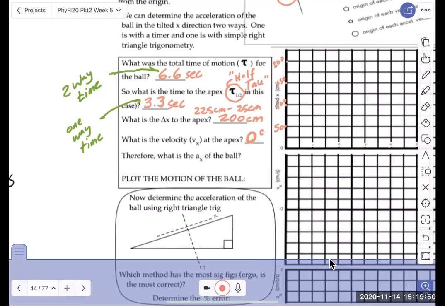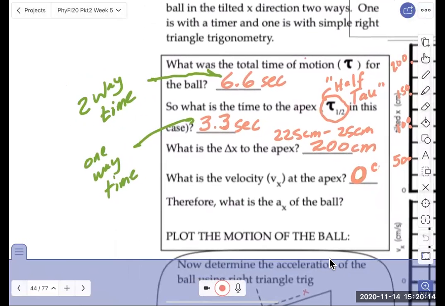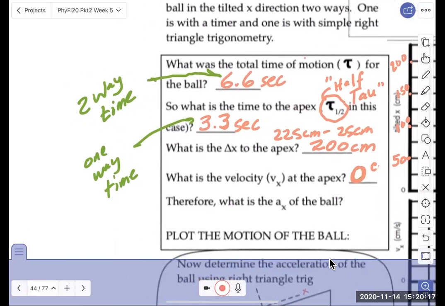There's our data. So this is kind of a class average. Everybody has slightly different numbers, but asking around, these are the numbers I got. So the total time of movement of the ball, we used a little ruler to push the ball off, from when the ball left the ruler to when the ball came up the ramp, came back down, and hit the ruler, was about 6.6 seconds. So we are interested in half tau. That's called two-way time. We're interested in half tau, and that is the time it takes the ball to get to the apex, or to get from the apex back to the ruler, using laws of symmetry.